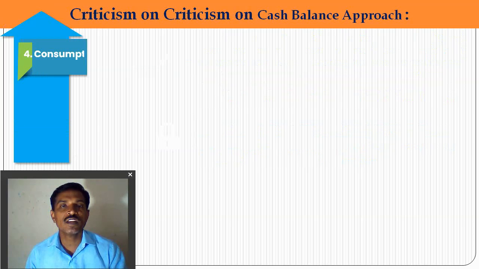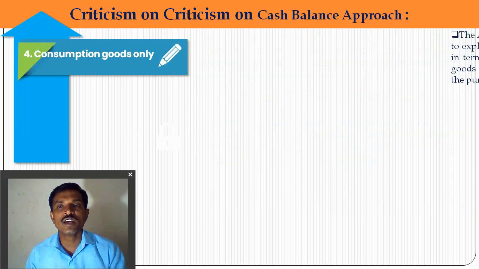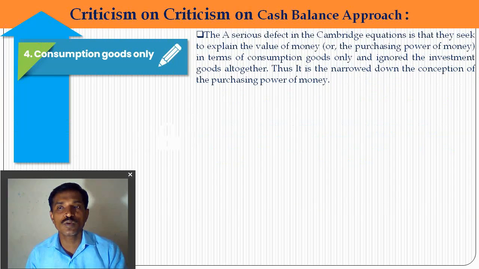Another critique is that it considers consumption goods only. They consider only the consumption goods. People hold money in their hand in the form of goods. So a serious defect in the Cambridge equation is that its explanation of the value of money, or the purchasing power of money, is in terms of consumption goods only. They ignore investment goods altogether.